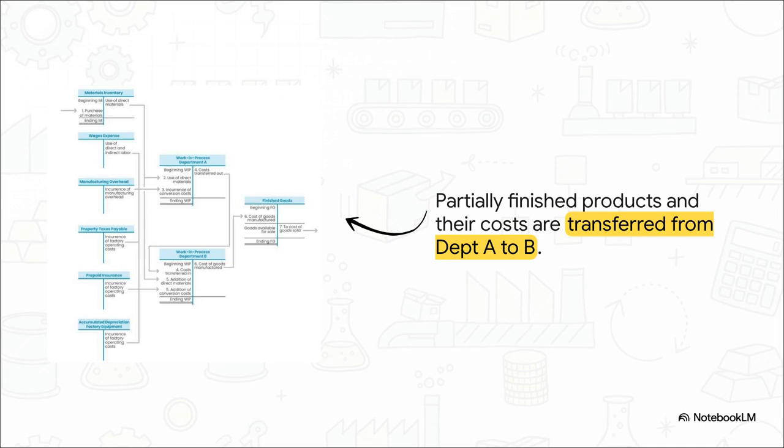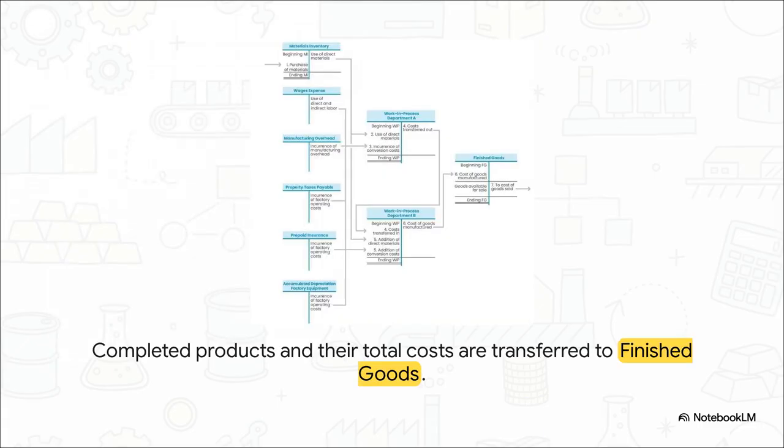Now, this next part is super important. When the products move on to the next department, their costs move right along with them. It's kind of like a baton in a relay race. All the expenses that got racked up in Department A are passed directly onto Department B, adding to the product's running total cost. So, once that product has finally made it through all the stages of production, every single cost we've been tracking has been tallied up into one final number. That grand total is then transferred to the finished goods account. At this point, the product is officially complete and just sitting there, waiting to be sold.